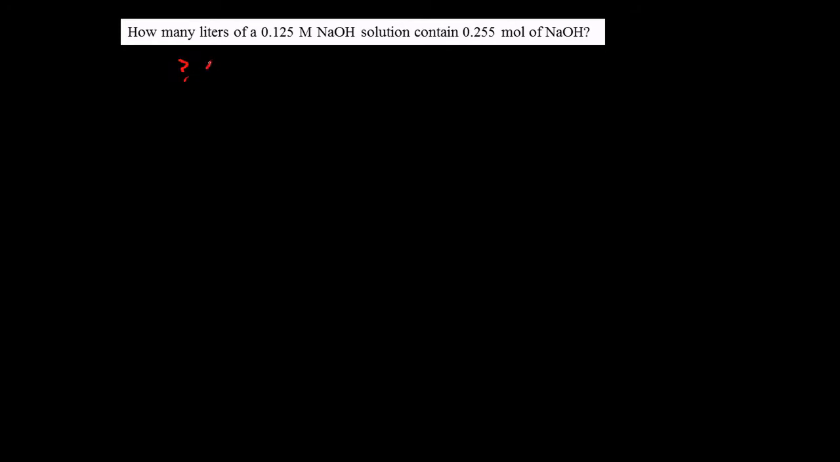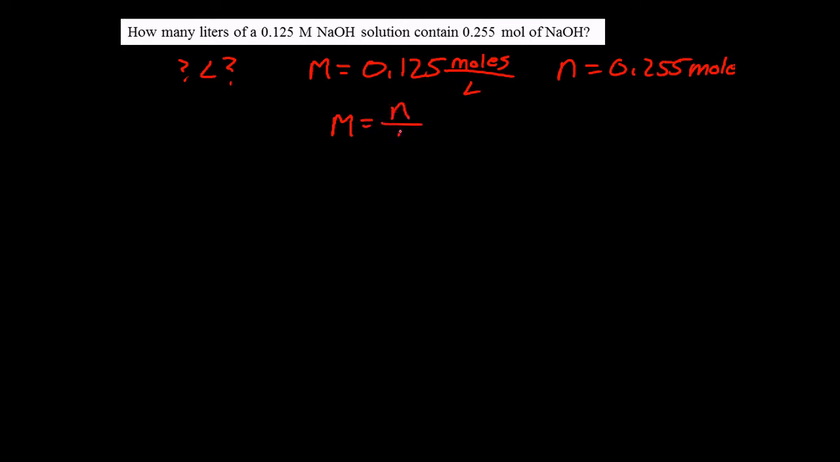Alright, we're trying to find a number of liters. We're told that the molarity is 0.125, and we're told that our solution contains 0.255 moles. This is going to be pretty straightforward if you can remember that the molarity is equal to the number of moles divided by the liters. We're really just trying to find this, and we're given the other two. All we're going to have to do is a little bit of algebra to solve this.